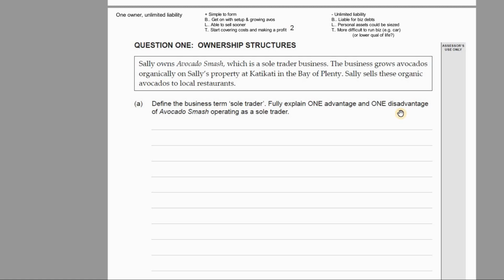Why is that a disadvantage? Well, it's a disadvantage because it means that Sally might be liable for business debts. That could lead to her personal assets being seized in order to pay those debts. Therefore, it might be more difficult for her to run her business if she, for example, doesn't have a car to get to work. Or I might say, therefore, it's going to affect her quality of life or something like that.